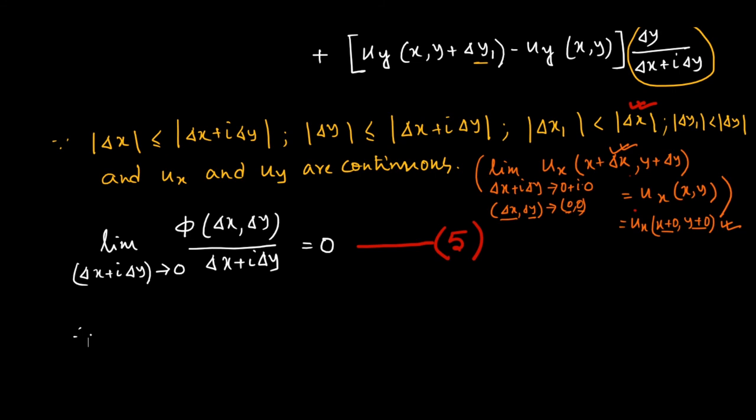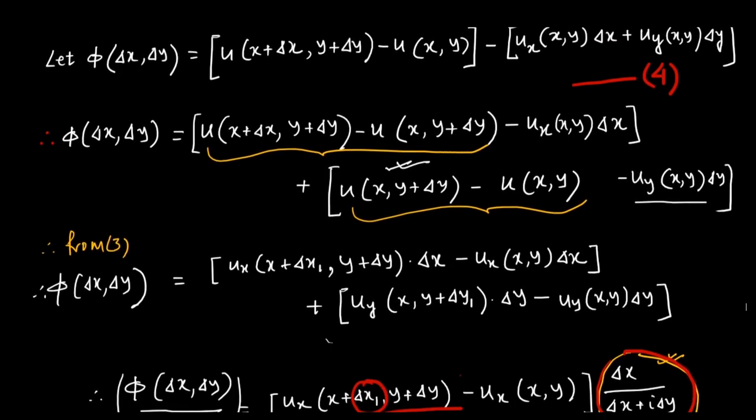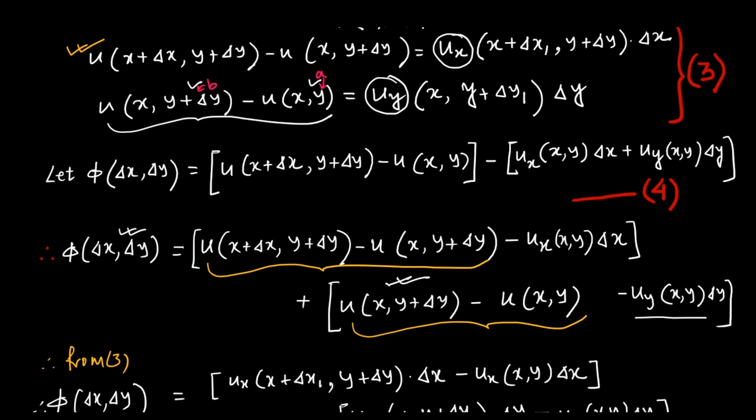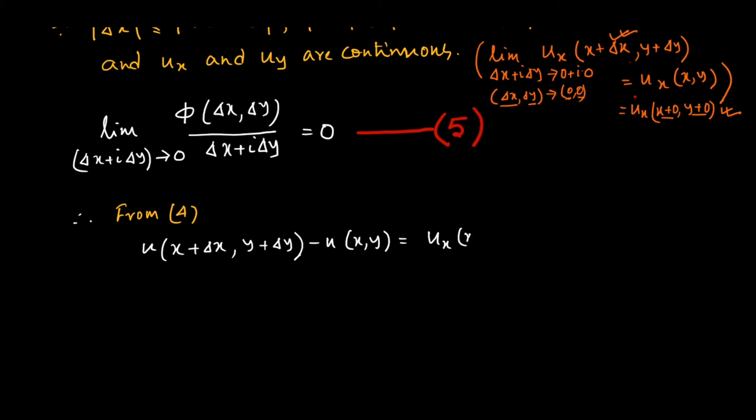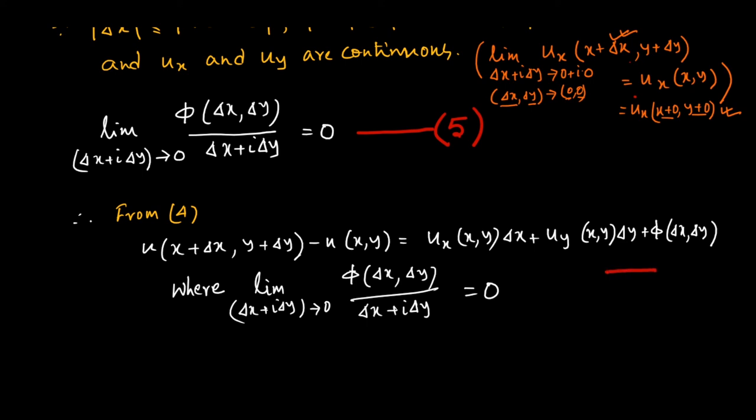Therefore, what can you write? If we go back to the definition of this phi, yes, equation 4. Therefore, from equation 4, we can write that this expression is equal to, from 4 I get, therefore I get that u of x plus delta x comma y plus delta y minus u of x, y will be equal to ux at x, y times delta x plus uy at x, y times delta y plus phi of delta x comma delta y, where, let us call this equation number 6.